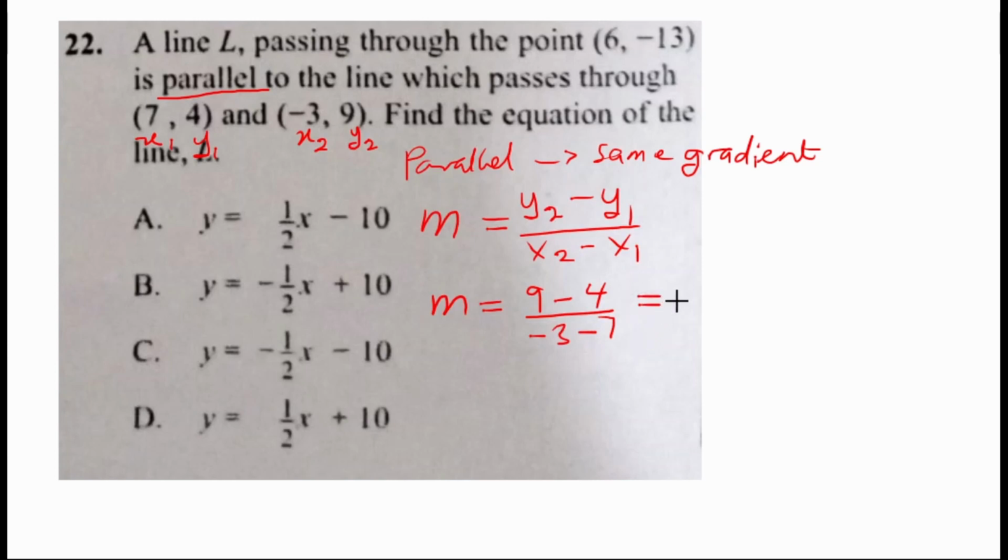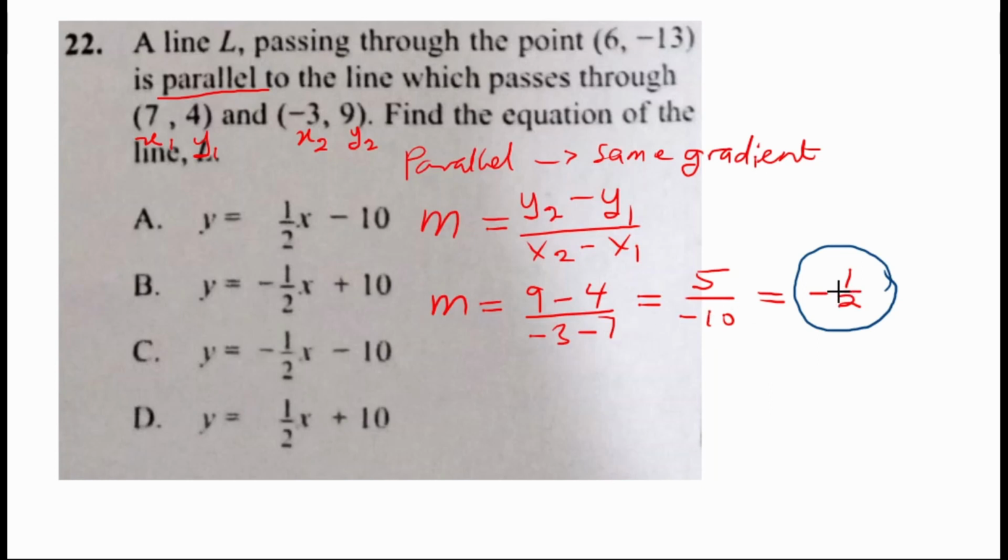Simplifying this further, you're going to have 9 minus 4 is 5 divided by -3 minus 7 is -10, and this will give us -1/2. This means that the gradient of the equation of our line is going to be -1/2. Since the question said our line is parallel to this line, and I said already that means they have the same gradient, which is the same as the slope.